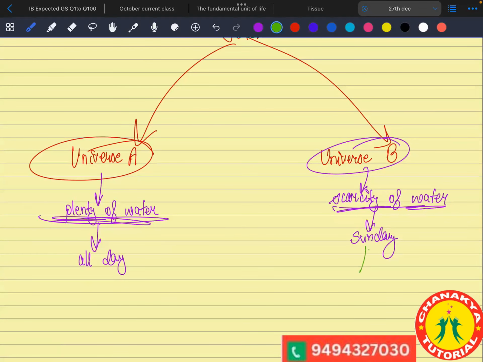Here you need to store it so that you can use it according to your need for another 6 days. Whereas where there is plenty of water, you do not need to store it. You can use it directly, and there is no need to store it.